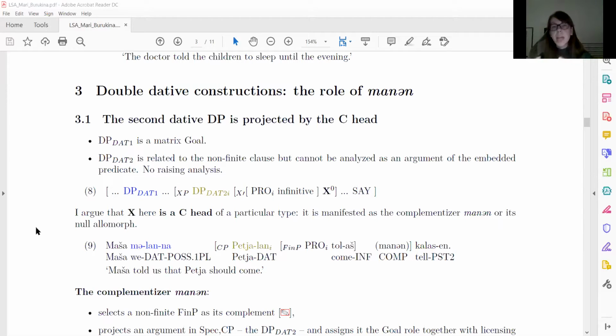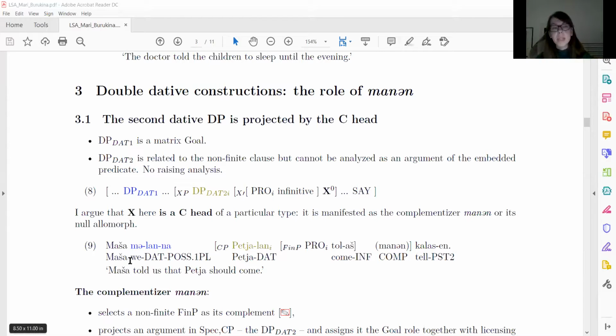So it looks like we have some kind of intermediate head that connects the DP dative and the embedded non-finite clause. And in the structure in 8, I denoted it as this X head. But I would like to further argue that this X here is in fact a C head of a particular type. And in Mari, it is manifested as this complementizer manin, or its null allomorph. So we have the structure like the one in 9.